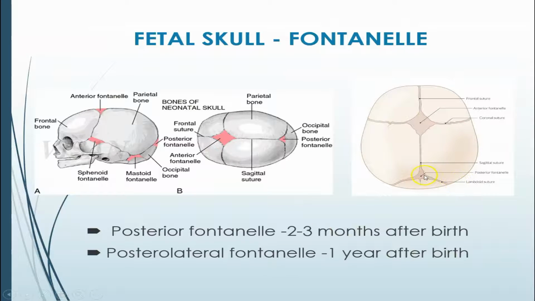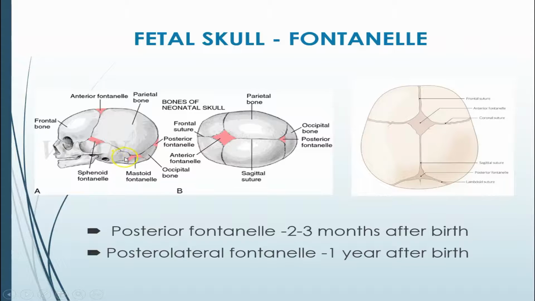Here the lambda, in the fetal skull, is called the posterior fontanelle, which is triangular in shape, and it is present between the sagittal suture anteriorly and the lambdoid suture on either side. And this posterior fontanelle is fused at the age of 2 to 3 months after birth. The other fontanelle is at the point where the parietal bone and the mastoid process meet; here in the fetal skull the mastoid process is absent.